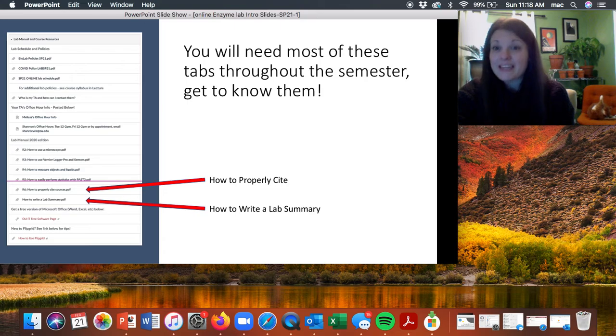Namely, two that I keep pointing out this week are, this is really, really small, but this is how to properly cite, and this one is how to write a lab summary. These are two things that you can use the whole semester long that will help you out and will save me a little bit of time with emails. So before you write me an email, go ahead and check this tab to see if there already is a resource there for you that might answer your question. But of course, if you still can't find it, feel free to reach out to me.